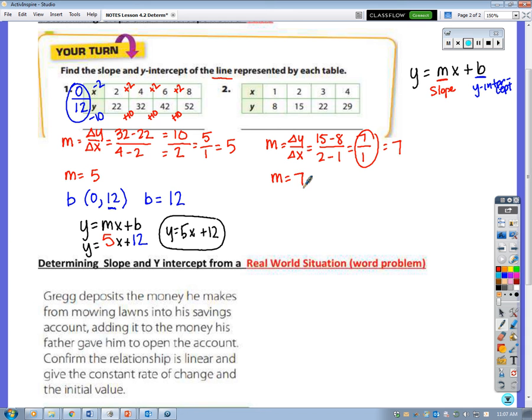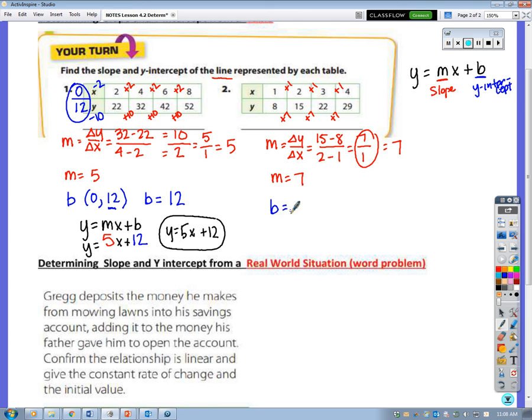So m equals 7. And you could have done what we did over here, where we looked at the change in the ratios. And so this would be plus 7. 7 to 22 is plus 7. 22 to 29 is plus 7. So, okay, my change in y is 7. For my change in x, which is from 1 to 2, that's plus 1. From 2 to 3, plus 1. From 3 to 4, plus 1. So here I can see that my change in y is 7, and my change in x is 1, which simplifies to 7.